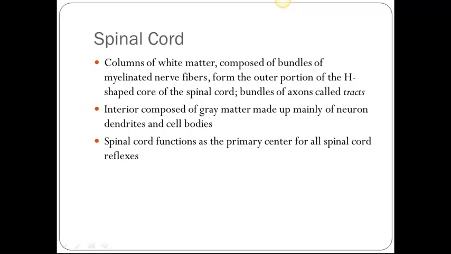The spinal cord consists of columns of white matter composed of bundles of myelinated nerve fibers that form the outer portion of the H-shaped core of the spinal cord. Bundles of axons are called tracts, and the interior is composed of gray matter made up of mainly neuron dendrites and cell bodies. The spinal cord functions as the primary center of all spinal cord reflexes. The spinal cord is about 17 to 18 inches long, and it lies inside the spinal column. The spinal column is used for protection.